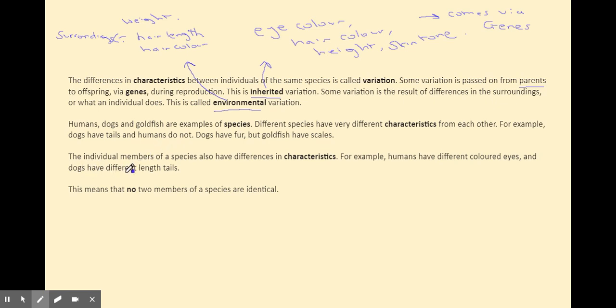And individual members of a species also have different characteristics. Humans, as we already said, have different colour eyes. Dogs have different length tails. But this is really important. It means that no two members of a species are identical.